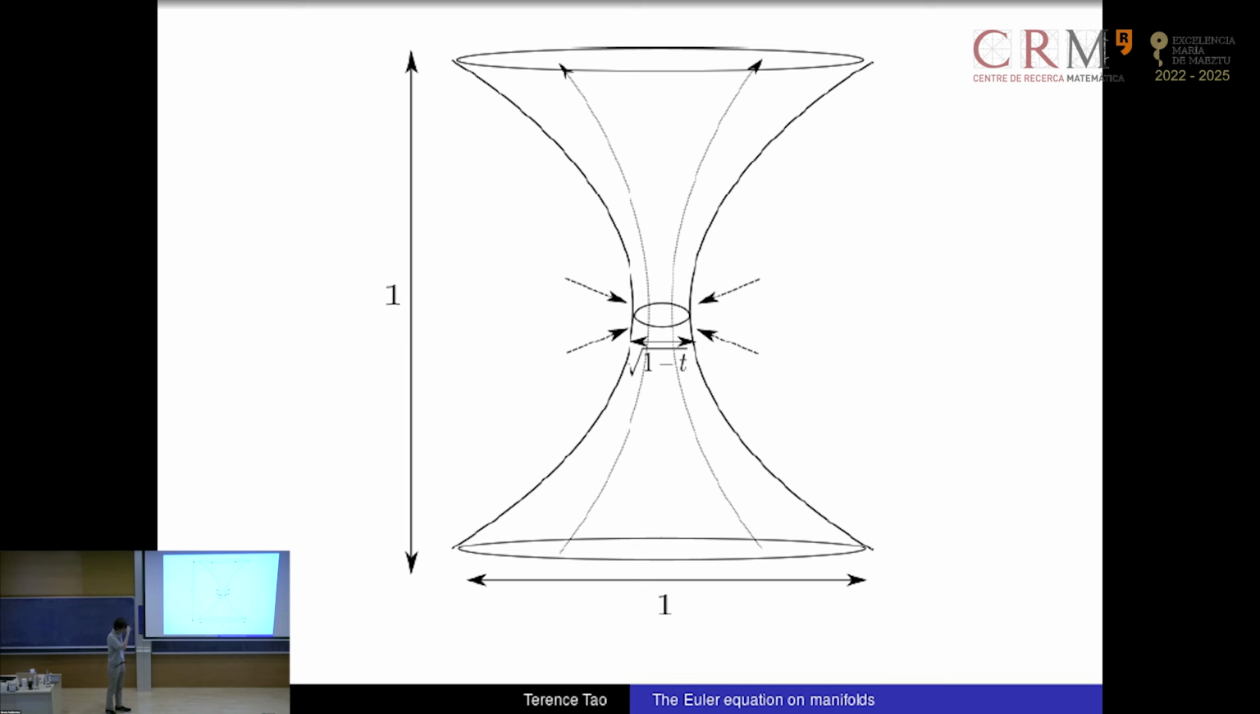The previous blow up constructions of various Euler type equations don't have this particular vortex tube pinching type phenomenon. So this is in some sense a quite artificial example, although I will point out that there's some intriguing numerics.